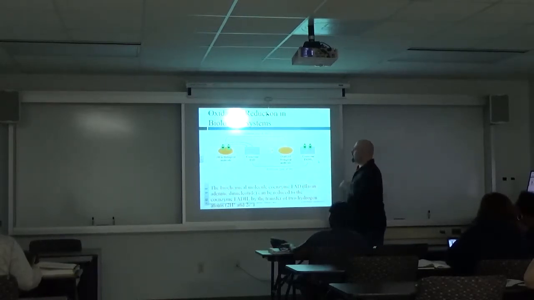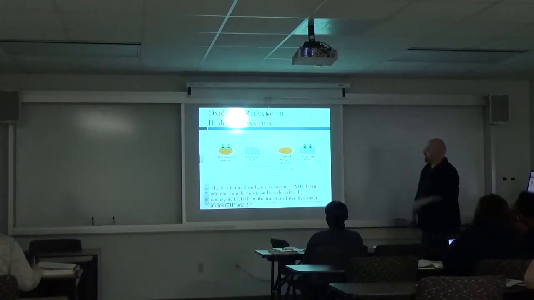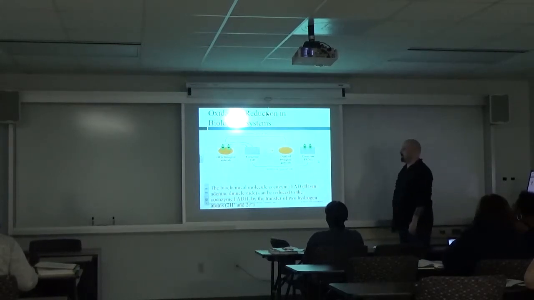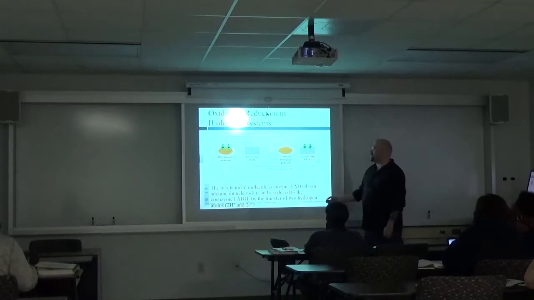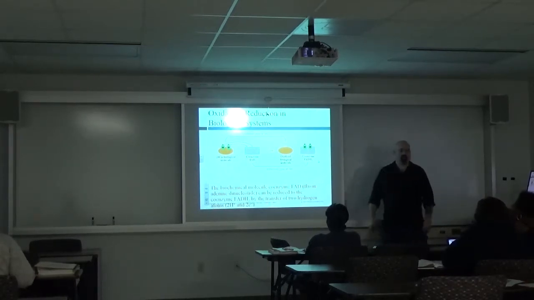So, how does oxidation reduction happen in biological systems? There's a molecule called FAD, flavin adenine dinucleotide. It can be reduced to FADH2 by the transfer of 2 hydrogen atoms and 2 electrons.